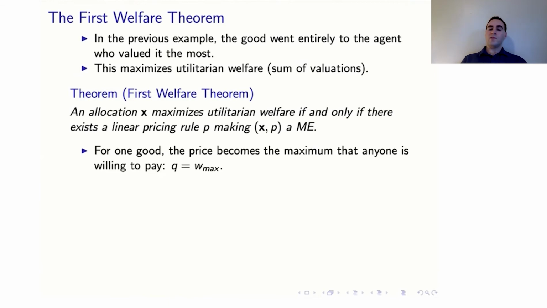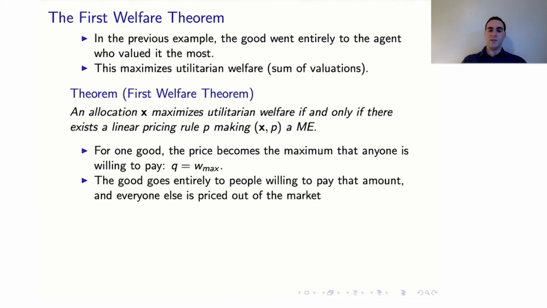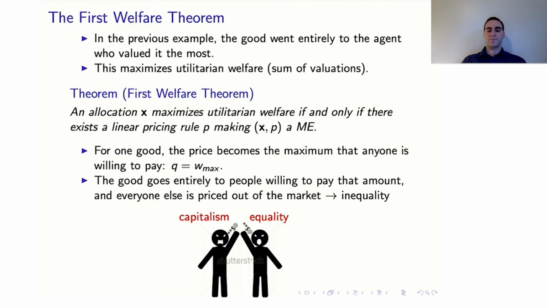And we also saw that for a single good, the price becomes the maximum anyone is willing to pay, right? So in the previous example, the maximum value was 6 and the price had to be 6. And what this means is that the good goes entirely to people willing to pay that amount. Everyone else is priced out of the market. This has a lot of parallels in real-world economies, like with gentrification, for example, where the wealthy people get to dictate the market price, and everyone who can't pay that much gets priced out of the market. And this leads to inequality.